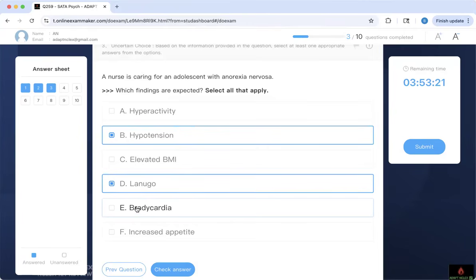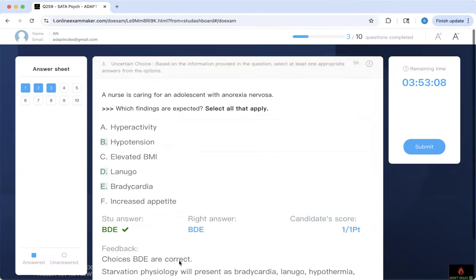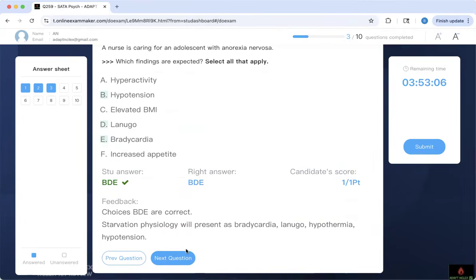They are usually bradycardic. Their appetite is low. Their temperature is low. Their electrolytes are low. Potassium, magnesium, phosphate. These are classic things that NCLEX will ask you on an anorexic patient. This is what I put there.